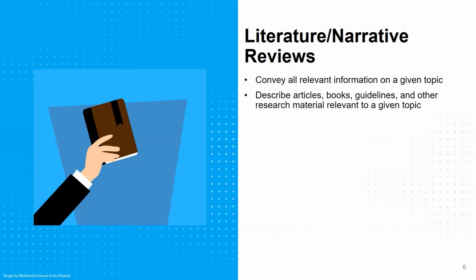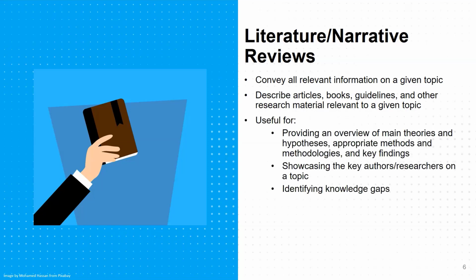These are reviews that convey all the relevant information on a given topic. They describe many different material types. So they can look at journal articles, books, ebooks, guidelines, conference papers, other literature reviews. Lots of different research material, as long as it's relevant to that given topic. They're useful for a variety of things because they are very flexible.